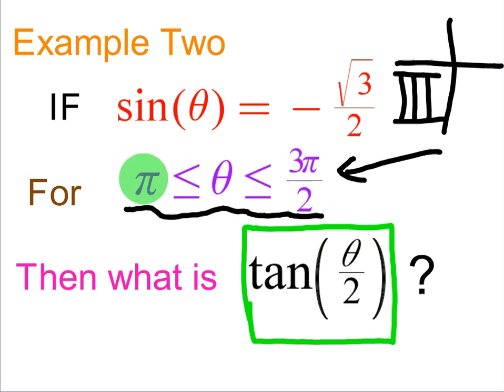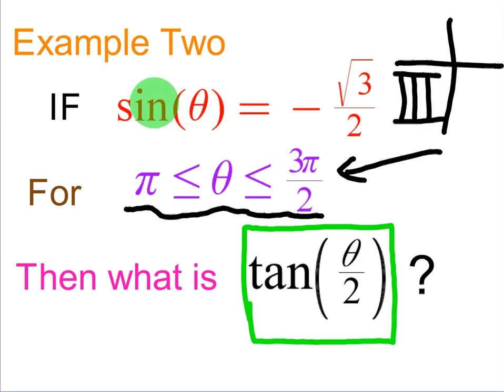So they say that the angle is from pi to 3 pi over 2. Now, if you like to think in terms of degrees, that would be from 180 degrees to 270 degrees. So we're talking about the third quadrant somewhere. So I went ahead and drew that for you.